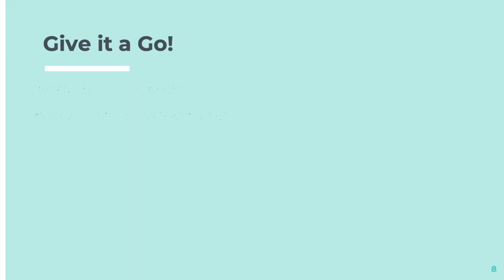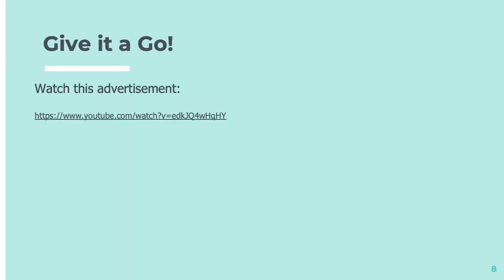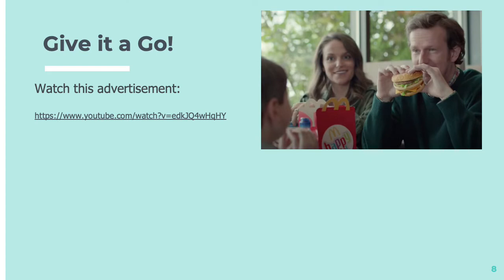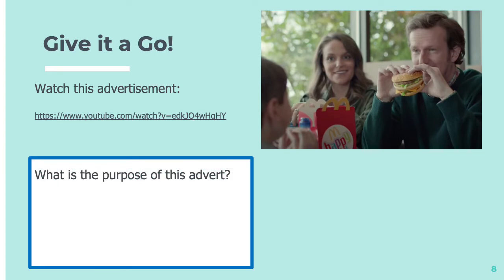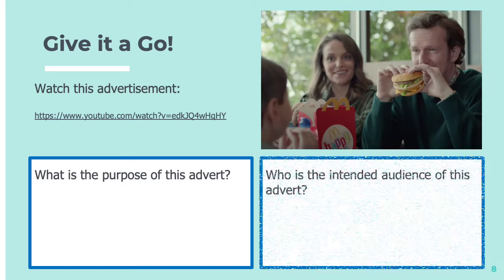So now you're going to give it a little go yourselves. So there's a YouTube link here for an advert. I'd like you to watch the video. It's an advert for McDonald's, and then I'd like you to think about 2 different questions. What is the purpose of this advert? Why has it been made? And who is the intended audience of this advert? Who was it made for? And you can write your answer straight onto the boxes. So pause the video, watch the advert, and then fill out the boxes.